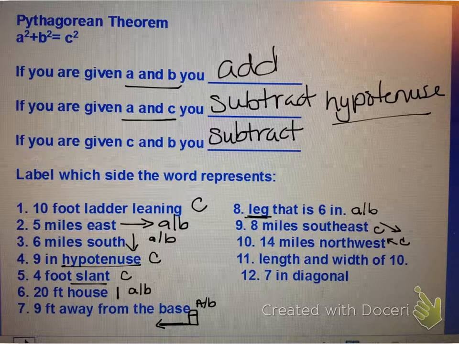Length and width. Now, length and width we know goes this way. So essentially they've given you legs. And they say length and width of 10, so they've given you a and b. And then right here is another key word, diagonal. Diagonal we know goes this way, so they've given you a c side. So when we've talked about vocabulary here, just knowing what to look for, draw yourself a picture. Even if it's as pitiful as my house down there, draw something to help you.